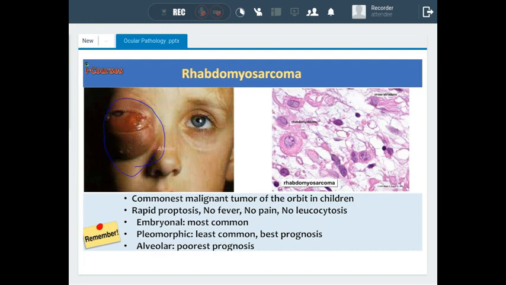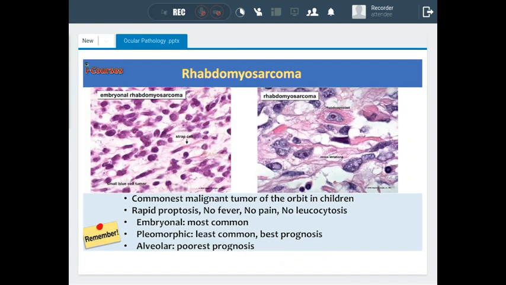Rhabdomyosarcoma is the commonest primary orbital tumor in childhood, causing rapidly progressive proptosis with no pain, no fever, and no leukocytosis. And this has been said more than once, to differentiate rhabdomyosarcoma from orbital cellulitis. Diagnosis can be made by histopathology. You will see the rhabdomyoblasts and what are called cross striations, which is a characteristic feature of rhabdomyosarcoma. So here are the strap cells or rhabdomyoblasts, and here are the cross striations.